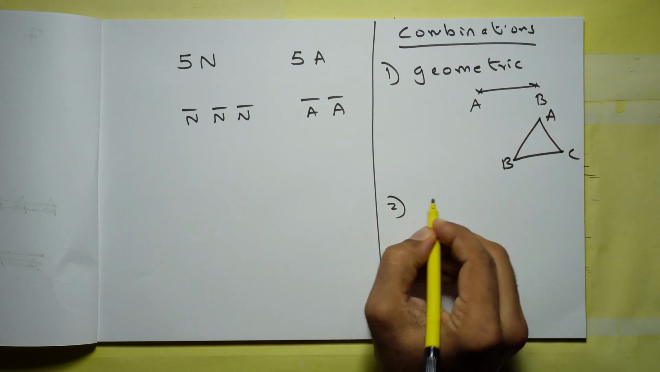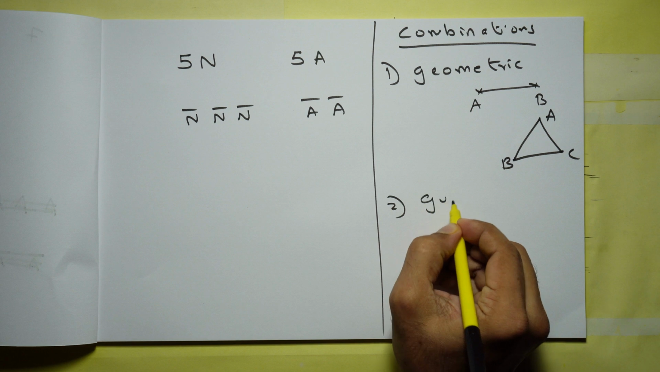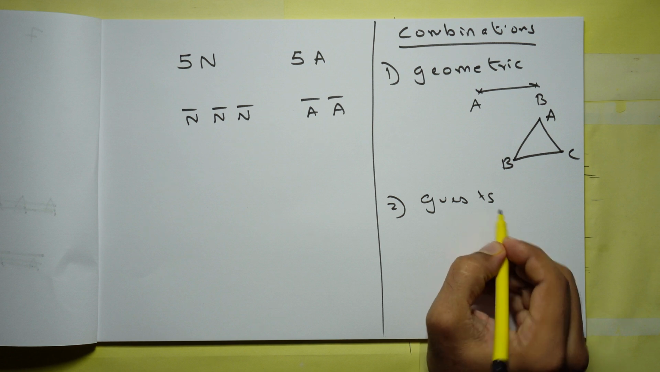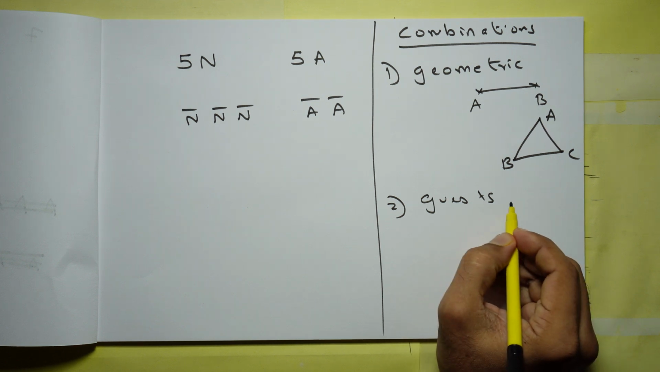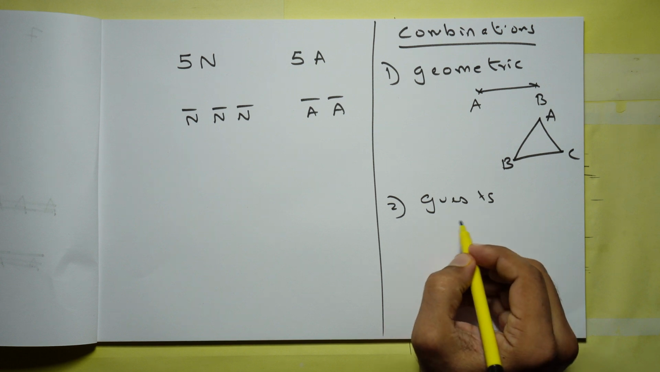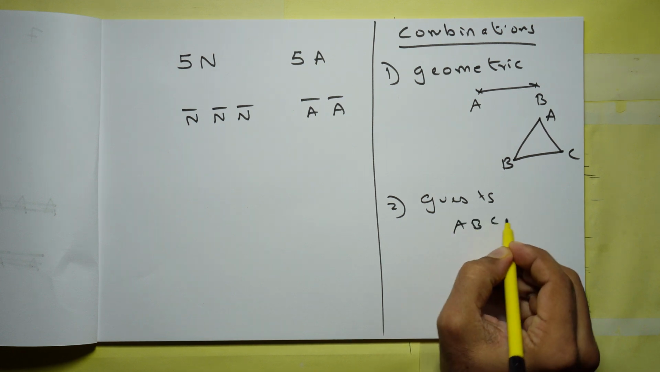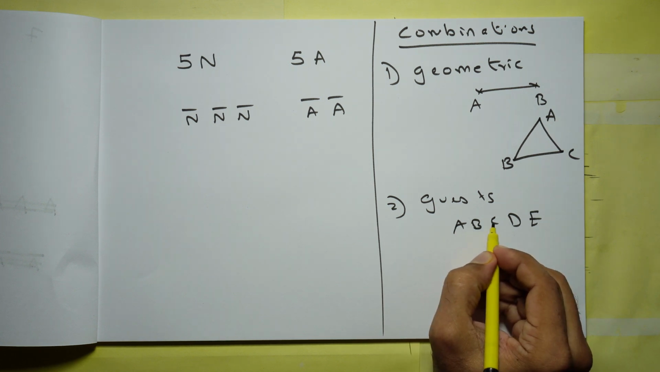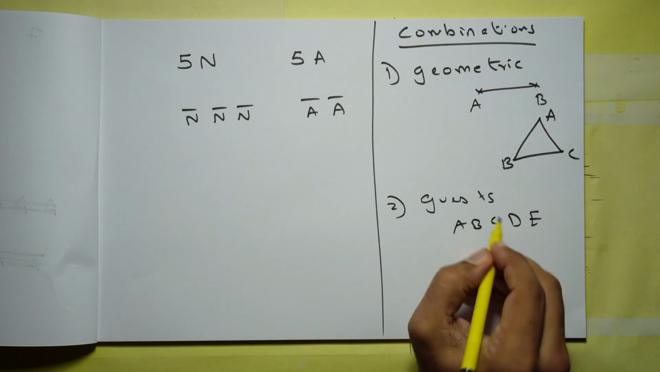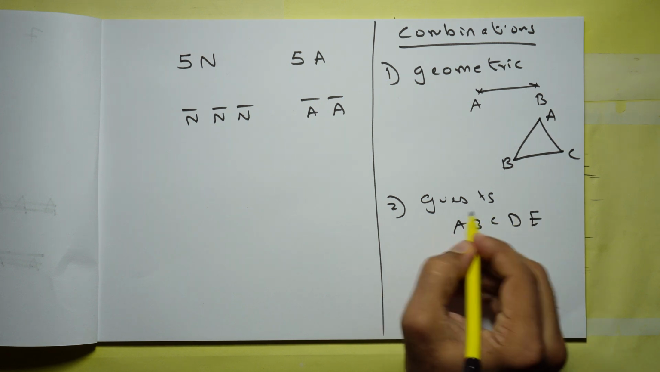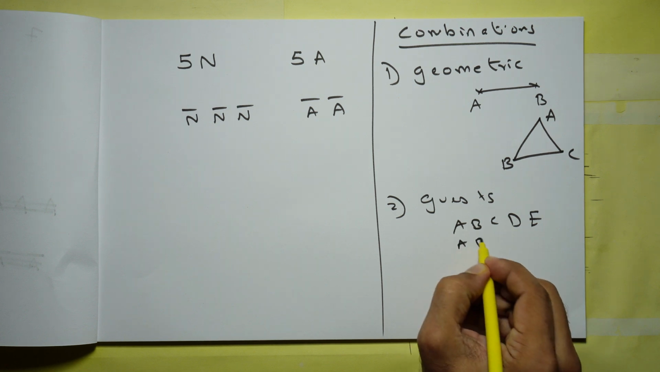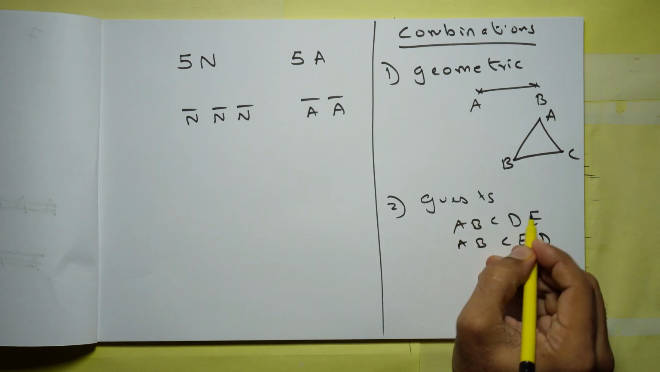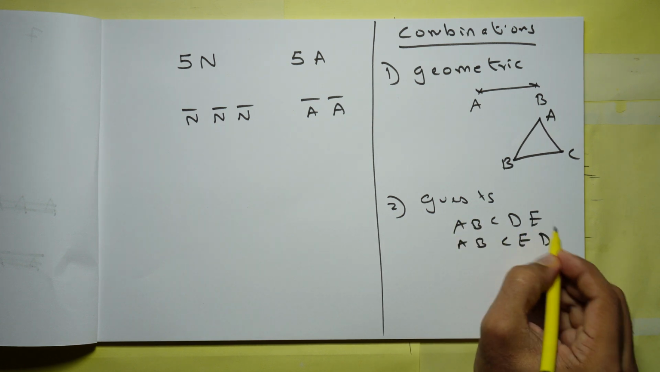Now another one is inviting guests for a party. Let us say 5 guests are to be invited. You can invite them in any order. The party will be the same. So you can invite 5 people, A, B, C, D and E, or you can invite them as A, B, C, E and D. If you change the order of inviting the guests, it won't make any difference. A, B, C, D, E is the same as A, B, C, E, D. So if you change the order, you will not get a different outcome. The party will be the same, the same 5 people.